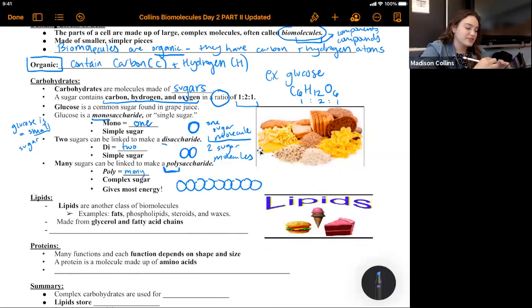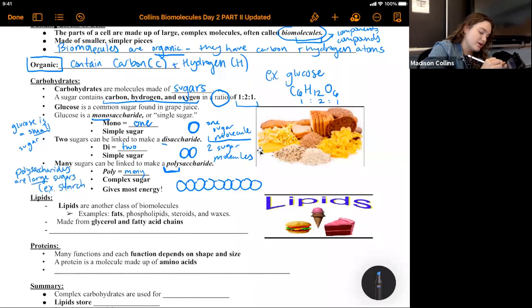Now, because of this, polysaccharides are large sugars. And an example of a polysaccharide is going to be something called starch that we'll talk about in an upcoming lab. So starch is a really, really big sugar, but glucose is super tiny. But because polysaccharides are big and complex, they give us the most energy because they've got the most sugar packed inside that molecule. All right, so that's everything you need to know about carbohydrates.